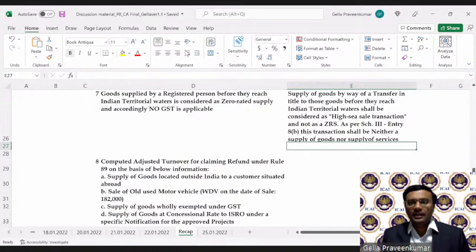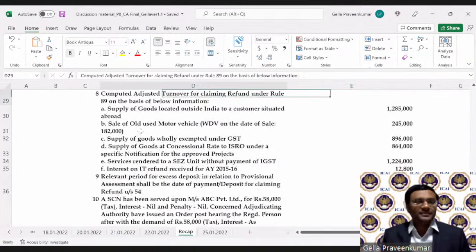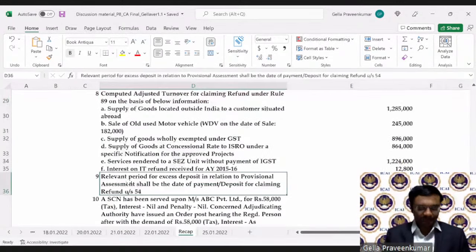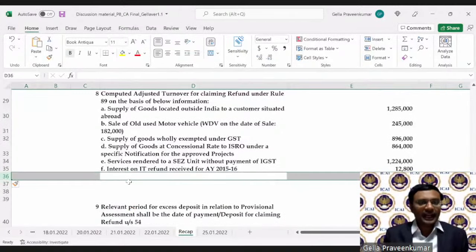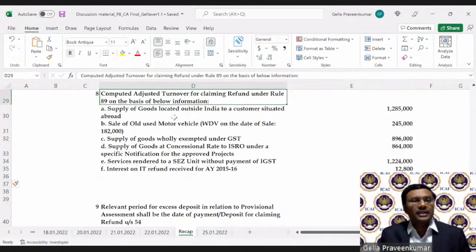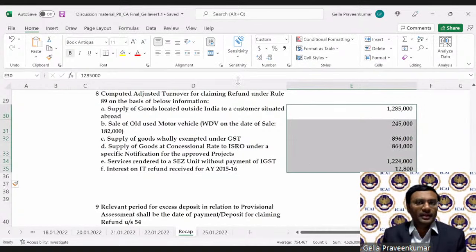Good. Now, question number 8. A little interesting. I will give you 2 minutes. Students, please do the calculation: compute the adjusted turnover for claiming refund under Rule 89 on the basis of the information below. Let me just do the alignment.